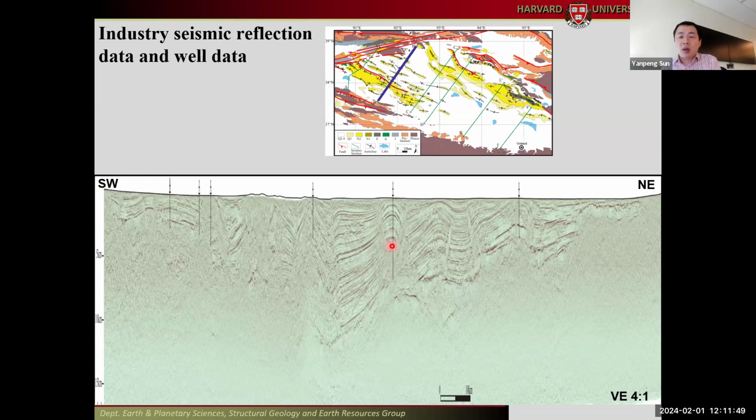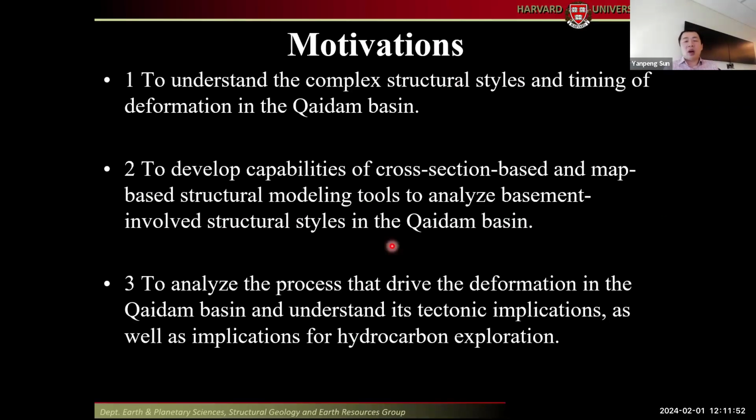So with this, the motivation of our study in this area was first to understand this complex structural style and the timing of deformation in this basin. We also want to develop, based on the identification of some of the basement-involved structural styles, some structural modeling capabilities, both cross-section-based and map-based tools, to analyze these complex structural styles.